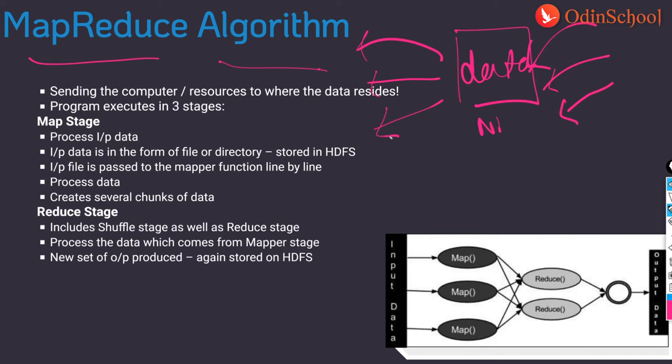And this program execution is basically divided into three stages, mainly two stages. We'll see how the third stage is also there. As a programmer, you are writing only two stages, but behind the scene, the execution is divided into three stages. The very first stage is the map stage. The mapper's job is to process the input data, whatever input data you are giving, let us say some file. Generally the input data comes from a file or a directory and is stored on the Hadoop distributed file system. This input file would be processed by the mapper line by line. The mapper will process the data and create several small chunks of data, and there can be multiple mappers depending on the requirement.